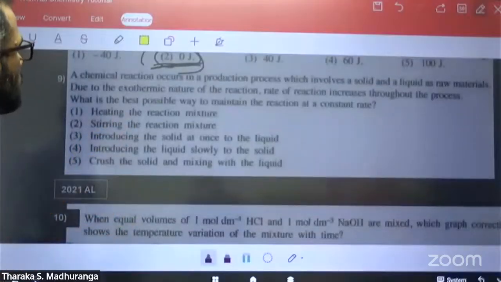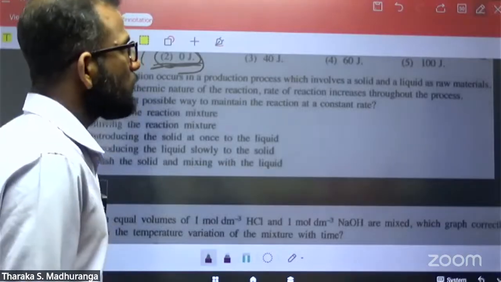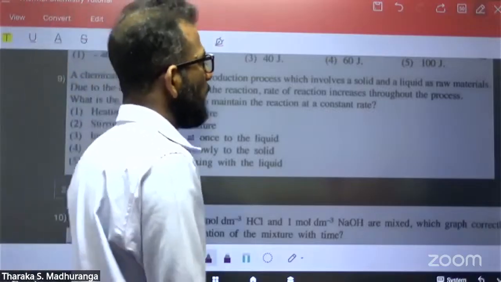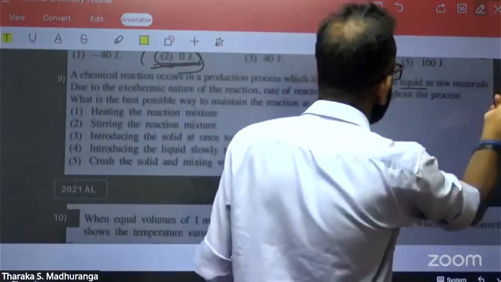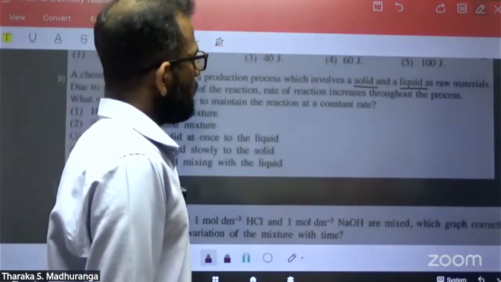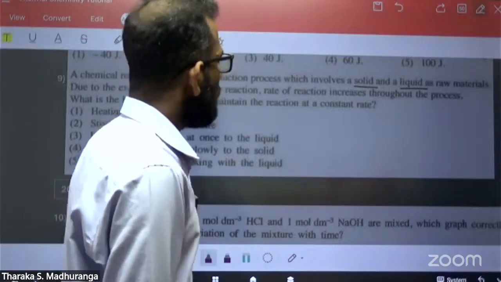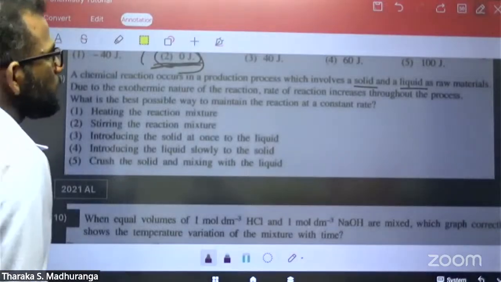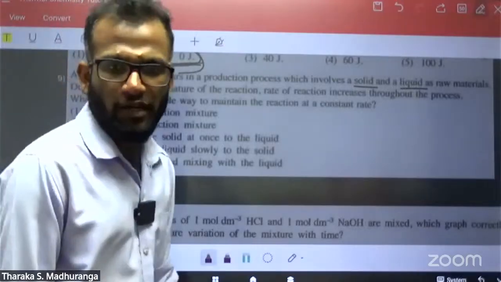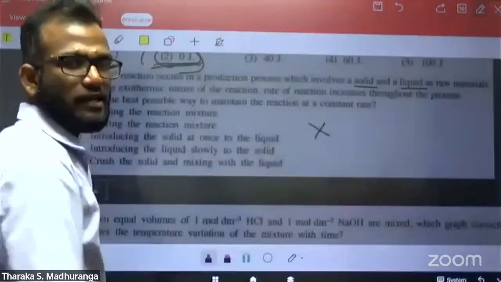Question 22. A chemical reaction occurs in a production process which involves a solid and liquid as raw materials. Due to the exothermic nature of the reaction, the rate of chemical reaction is increased throughout the process. What is the best possible way to maintain the reaction at a constant rate? Okay, that one you don't need, because it is actually a mistake. It is a kinetic chemistry question.